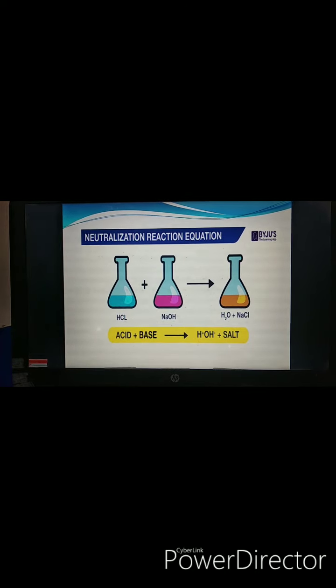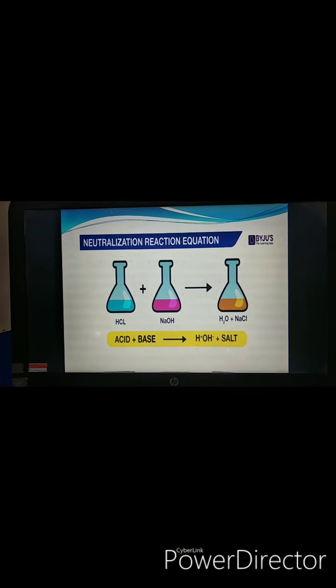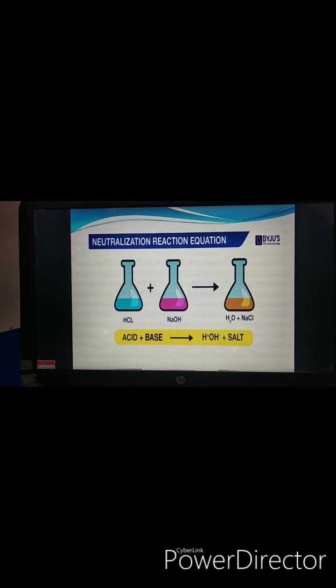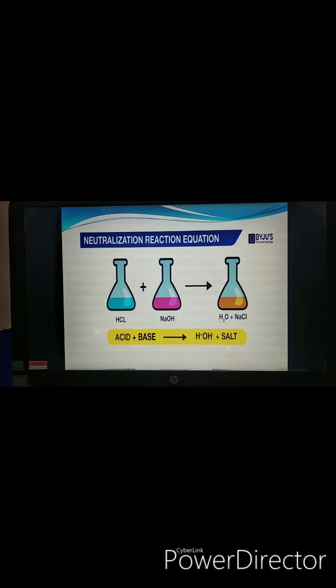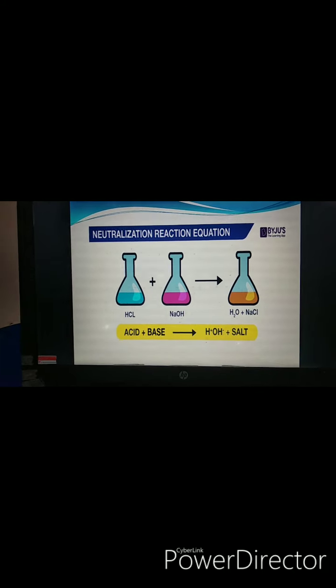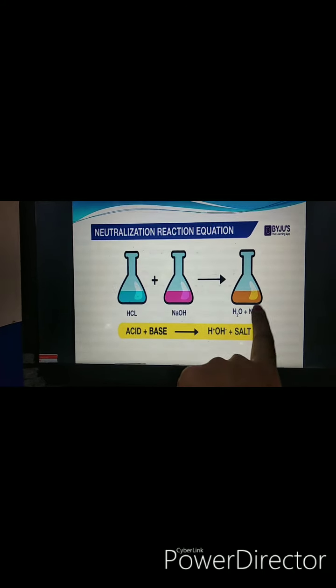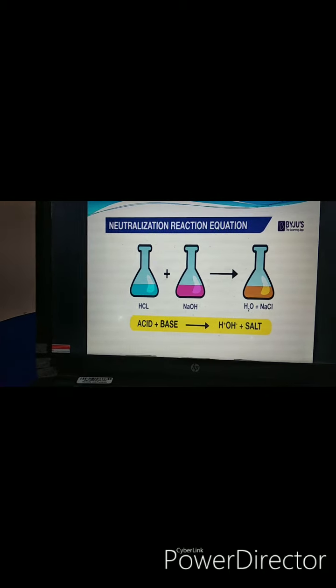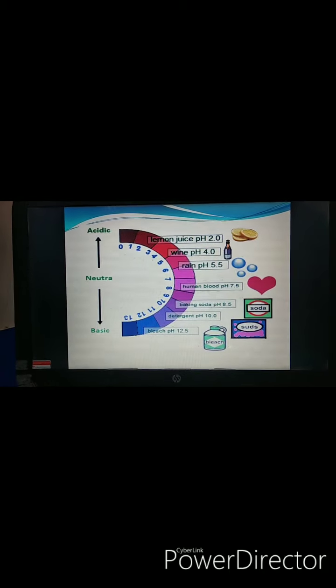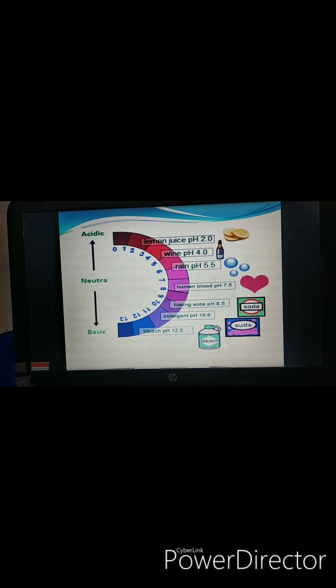So here you can see HCl is the acid and NaOH is the base. So here, students, we have taken both the strong acid and strong base. HCl is strong acid and NaOH is strong base. So when they combine together, they form H2O and NaCl. NaCl is the salt and H2O is the water. Is it clear, students? So this is about the neutralization reaction. Now I will show you, students, the pH.